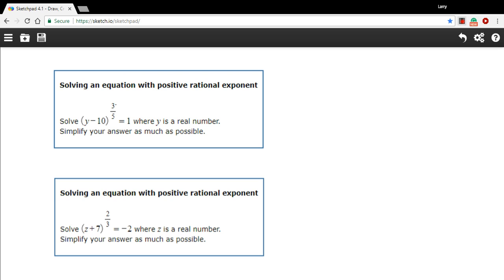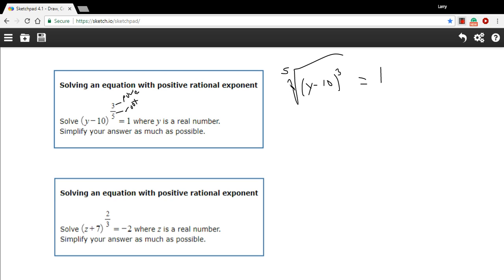So remember, this is the power on top that you raise something to, and this is the root on the bottom of the fraction. So I could rewrite this as y minus 10 to the third power, and then take the fifth root of it. And that's what I'd recommend doing with these. Put it in this way, where you have the power inside and then the root on the outside. And that's equal to 1.